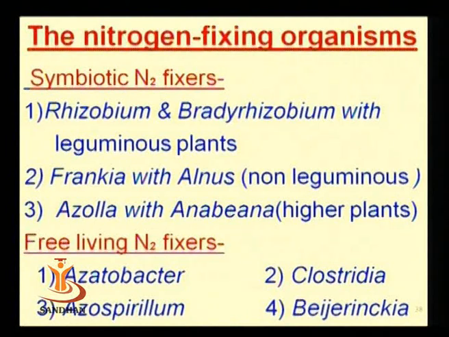These are the examples of nitrogen fixing organisms. Rhizobium and Bradyrhizobium fix nitrogen symbiotically in leguminous plants. Frankia with Alnus is an example of symbiotic nitrogen fixation in non-leguminous plants. Azolla with Anabaena is an example of symbiotic fixers in higher plants. While the free-living nitrogen fixers are Azotobacter, Clostridium, Azospirillum and Beijerinckia.